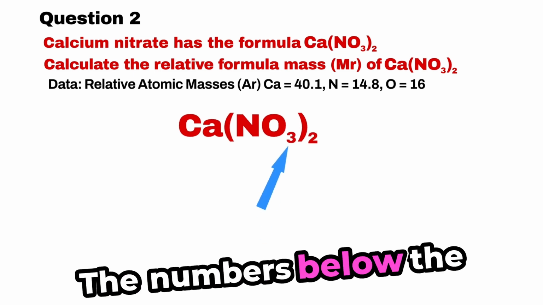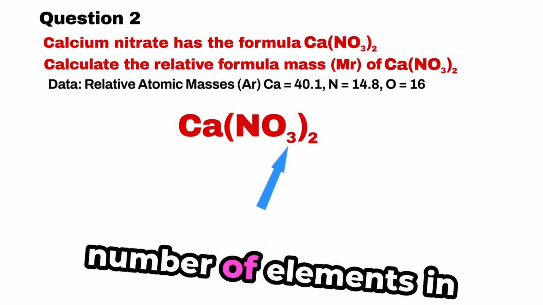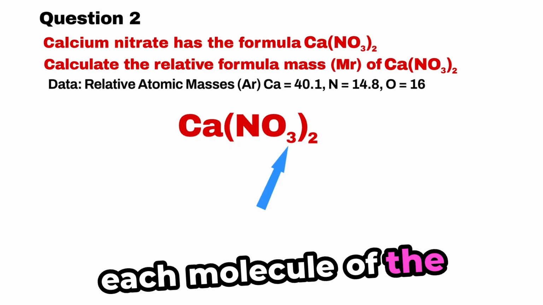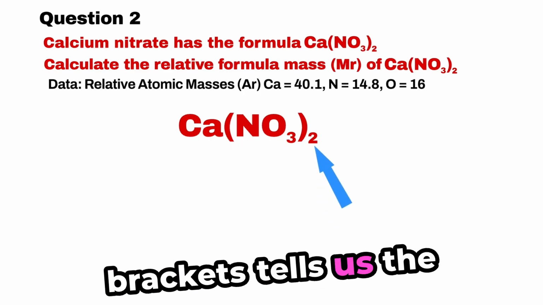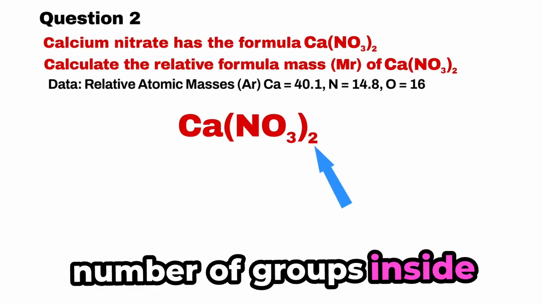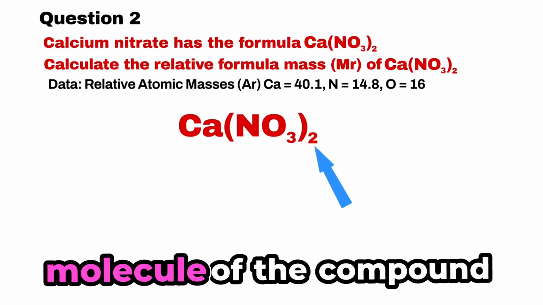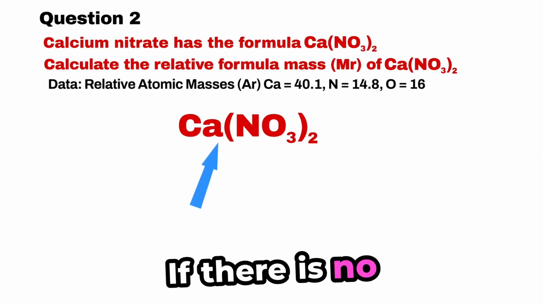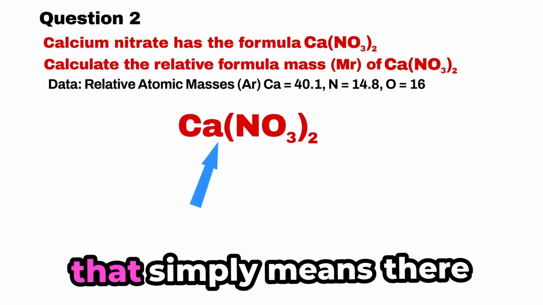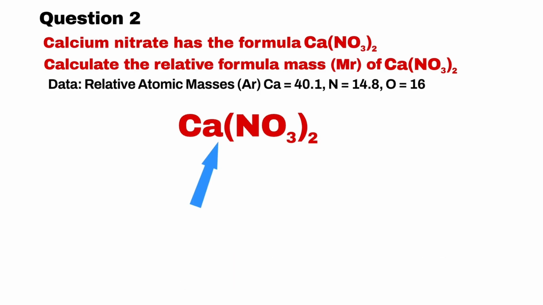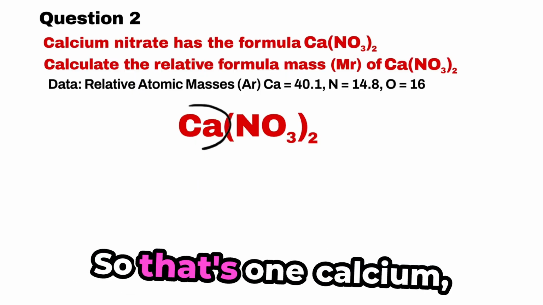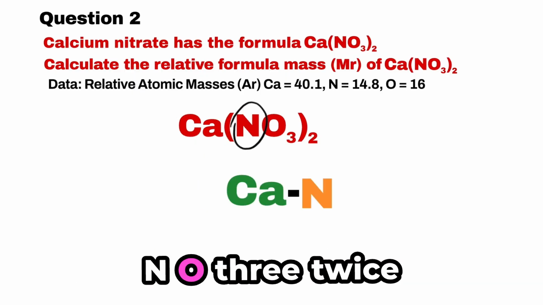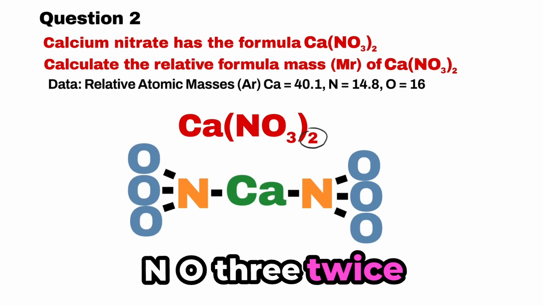The numbers below the elements tell us the number of elements in each molecule of the compound. The number outside the brackets tells us the number of groups inside the bracket for each molecule of the compound. If there is no subscript below an element, that simply means there is only one for each molecule. To help you understand, let's see how that looks. So that's 1 calcium, NO3 twice.